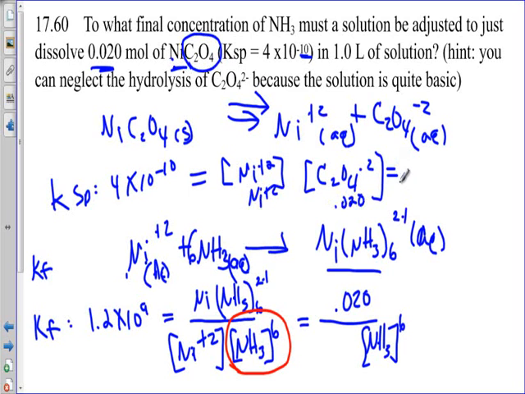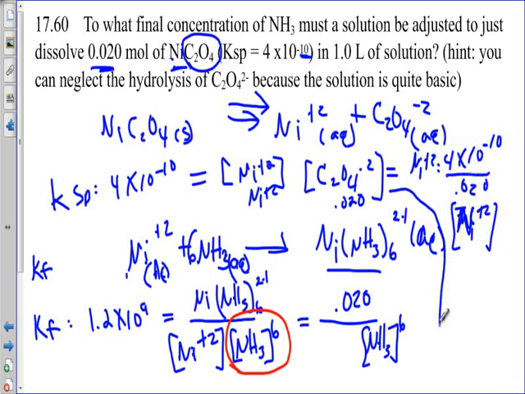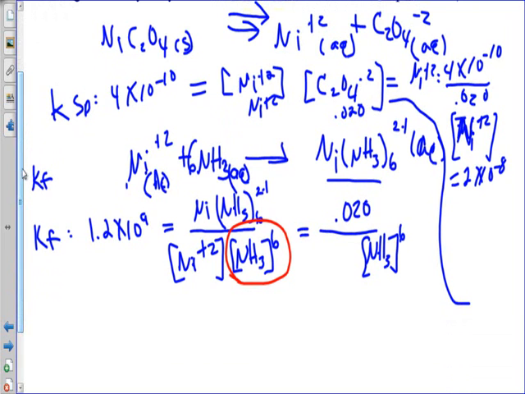So if I solve for nickel plus 2, it's going to be 4 times 10 to the minus 10 over the concentration of the oxalate ion, and I'm going to get that nickel plus 2 concentration is equal to, let me see, it comes out to be 2 times 10 to the minus 8. Alright. Let's move this up a little bit. Alright, so I'm going to put that in here, 2 times 10 to the minus 8.